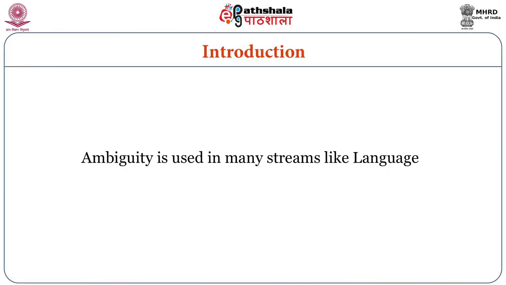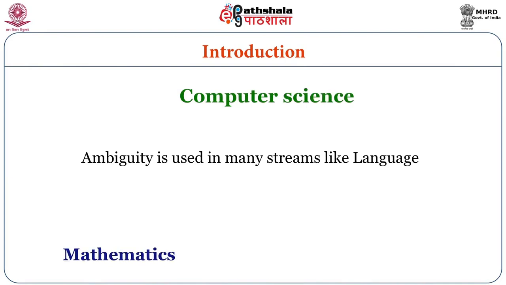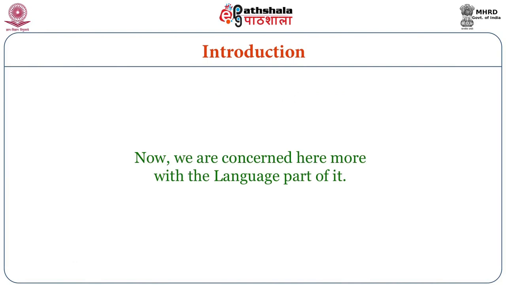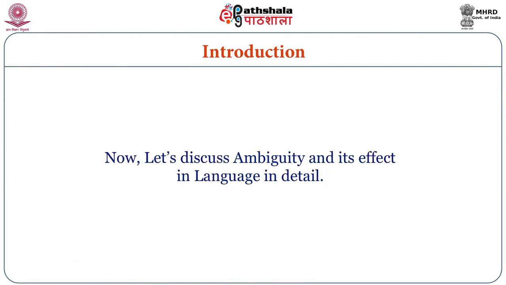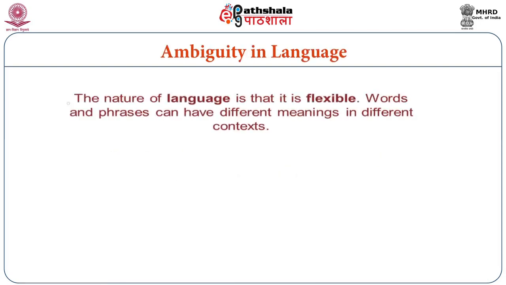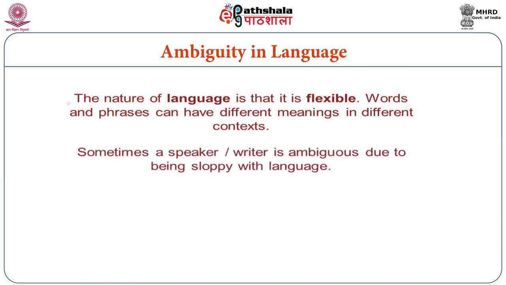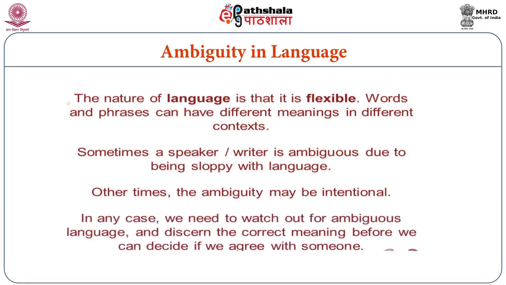Ambiguity is used in many streams like language, computer science, mathematics, physics, etc. But here we are concerned only with the language part of it. Now let's discuss ambiguity and its effect in language in detail. The nature of language is that it is flexible, ever-changing. Words and phrases can have different meanings in different contexts. Sometimes a speaker or a writer is ambiguous due to being sloppy with language. Other times, the ambiguity may be intentional. In any case, we need to watch out for ambiguous language and discern the correct meaning before we can decide if we agree with someone.